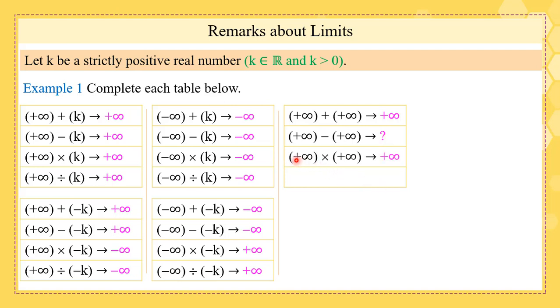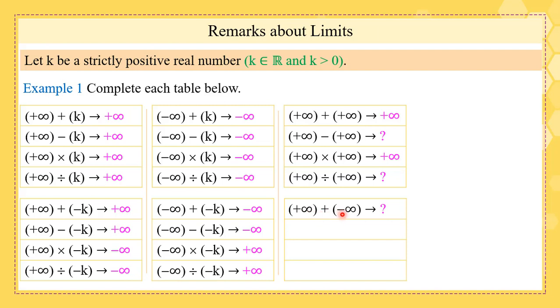Now what is positive infinity times positive infinity? This is positive infinity because positive times positive is positive, and positive infinity divided by positive infinity, this is also an indeterminate form that we cannot tell its answer now.